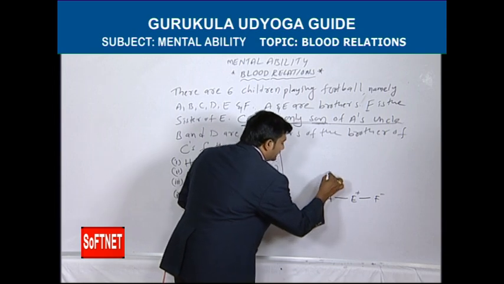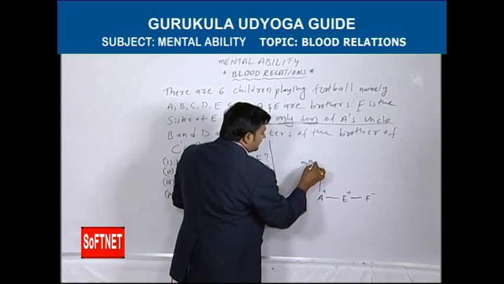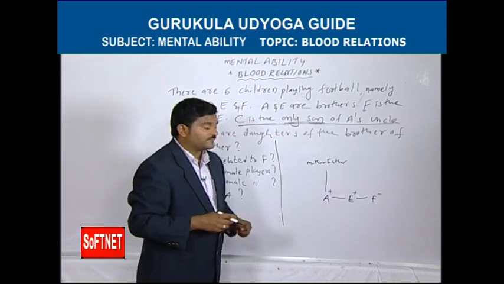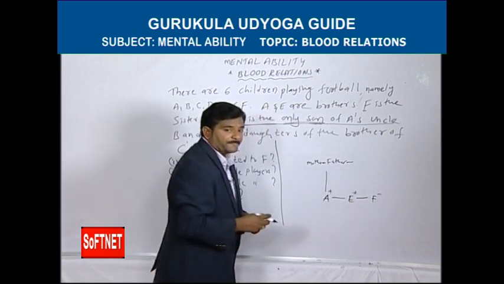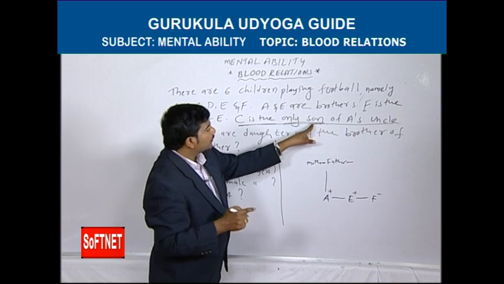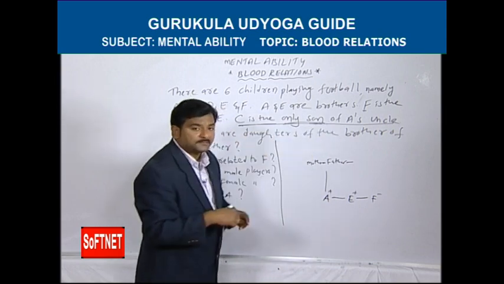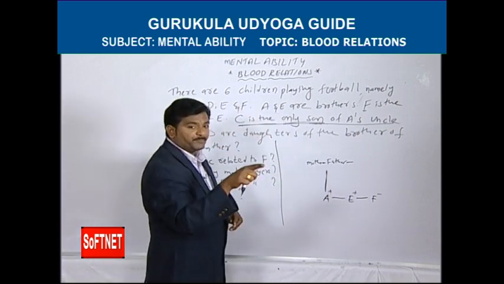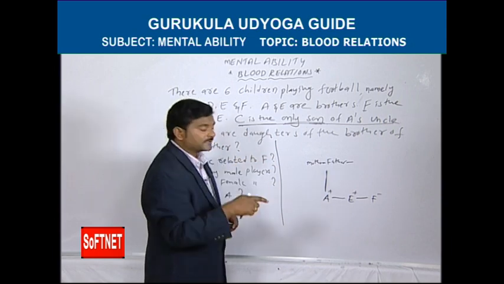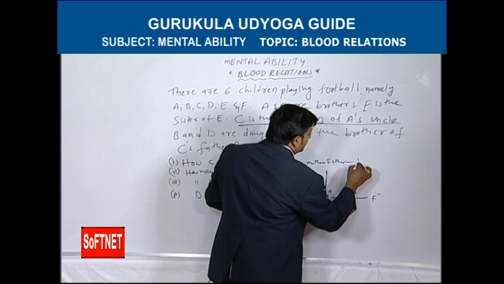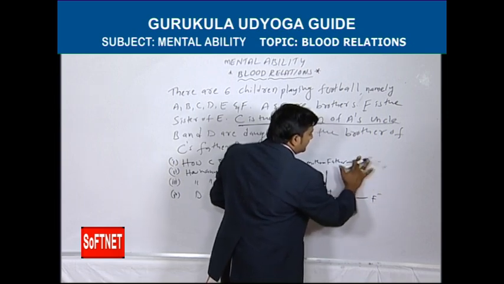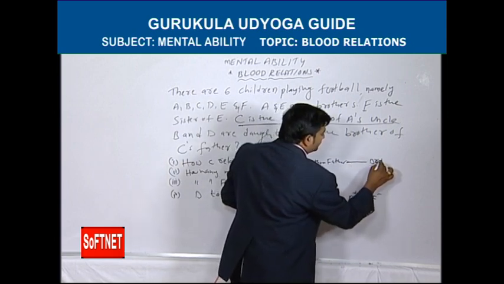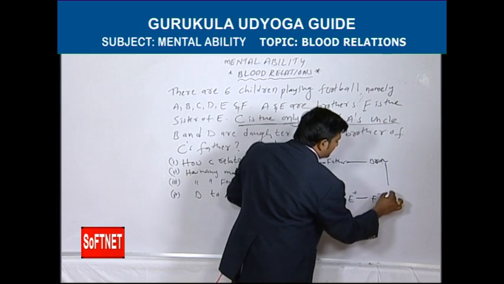For example, A's mother and A's father. These are dummy variables I am taking. What he mentioned here is that C is the only son of A's uncle. How will we get A's uncle? Either A's parents' brother. Here I am taking a brother as a dummy variable. So this brother is having only one son, he is the son.